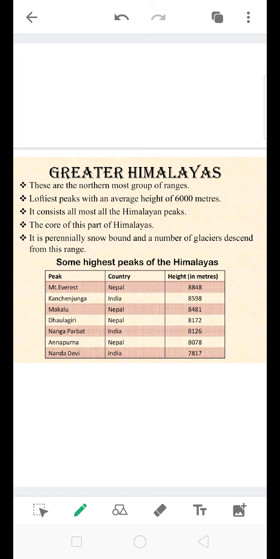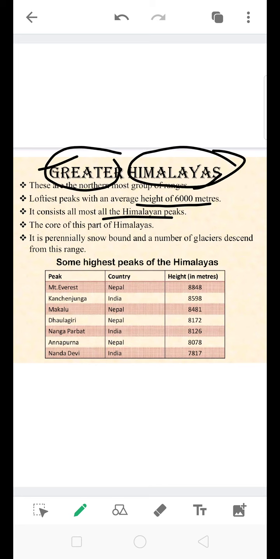If we talk about the Greater Himalayas, these are the northernmost group of ranges. These are at the top, at the very height, with the loftiest peaks, with an average height of 6,000 meters. Imagine the height is 6,000 meters, and it consists of almost all the Himalayan peaks. Major Himalayan peaks are over here only in the Greater Himalayas, the core of the Himalayas. It is perennially snowbound, and a number of glaciers descend from this region.